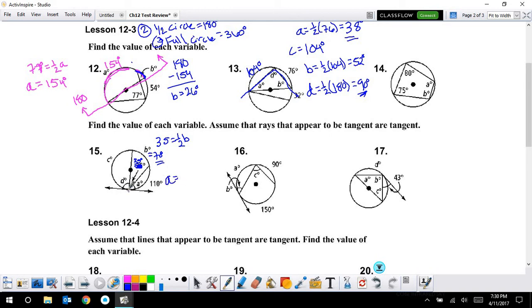To find A, is that angle. Now it's not inscribed, but it's still on the circle, the vertex is. So we're still following the same rule where it's half, and it opens up to that arc that was measured as 110. So it's going to be half of the 110. So A ends up being 55 degrees.